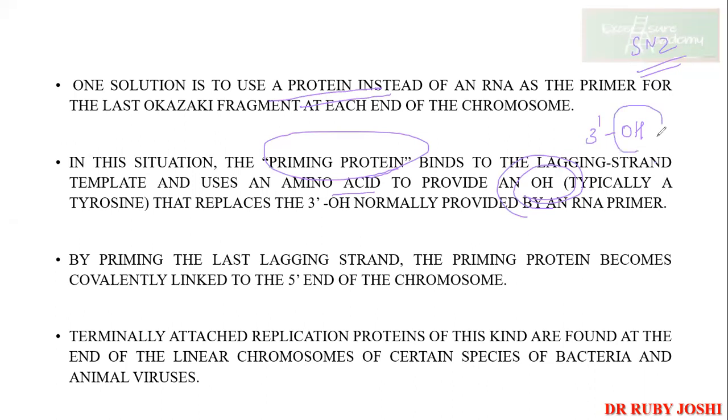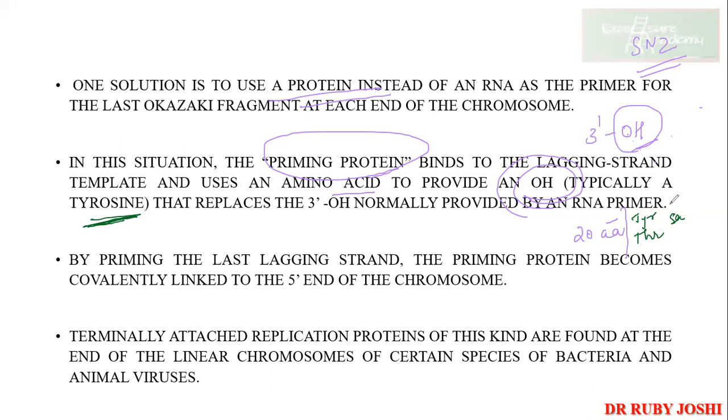Okay, so typically this OH is now, instead of the ribose of the ribonucleotide, provided by the amino acid. Okay, and which amino acid has got the OH? Of all the 20 amino acids, how many amino acids are there which have got the OH? Yes. Three. What are those names? Tyrosine, yes. Threonine, yes. And serine. Yes. Very good. So among all these three, we are using tyrosine.